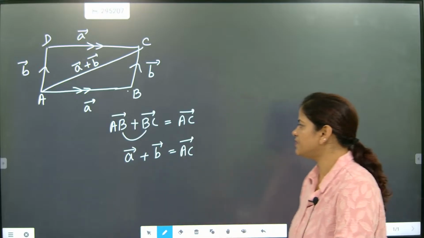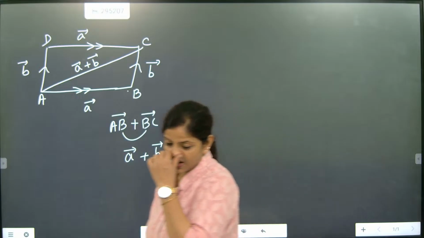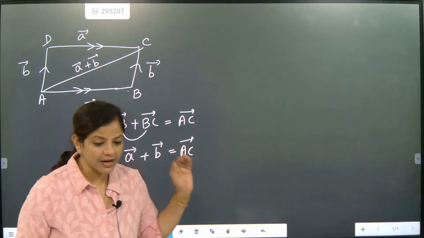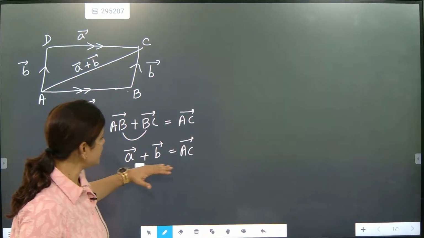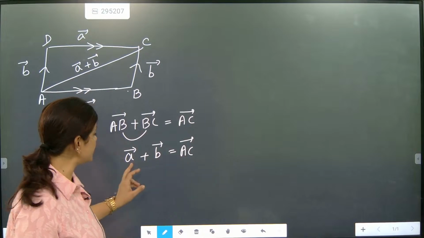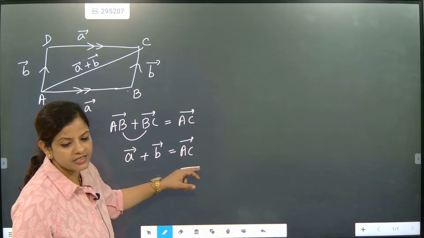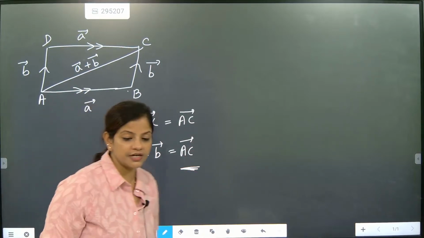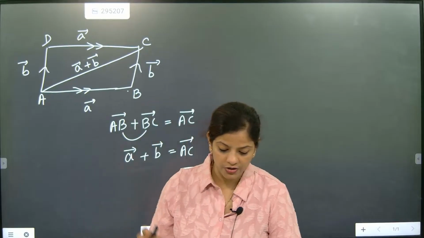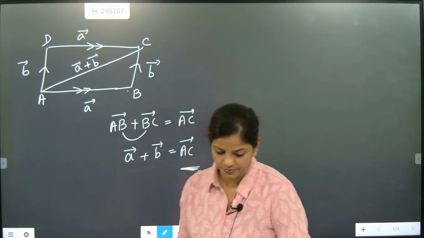A vector plus B vector is coming as AC vector. So this is the most important part. Kindly focus on this section. A vector plus B vector is coming as AC. Understood? So this is the resultant, and this is exactly one part of the triangle law of vector addition.